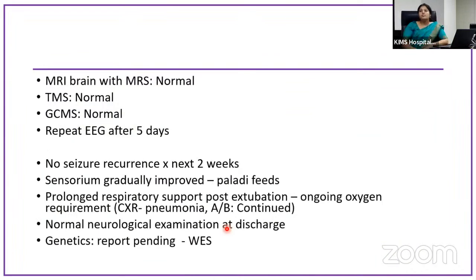There was no seizure recurrence for the next 2 weeks. The sensorium gradually improved and the child was shifted to paradigm feeds. The child had required prolonged respiratory support post-extubation, and at present has an ongoing oxygen requirement. The chest X-ray did show pneumonia and antibiotics were continued. The child had a normal neurological examination at discharge, and we are waiting for the child.